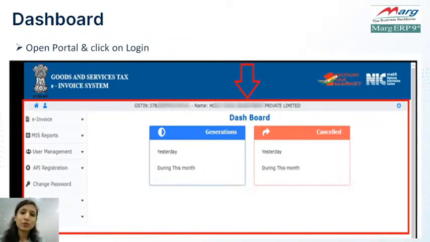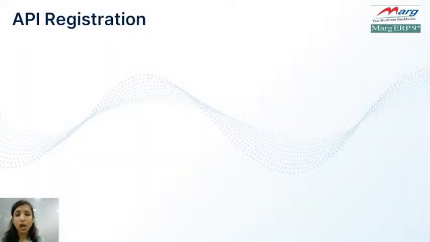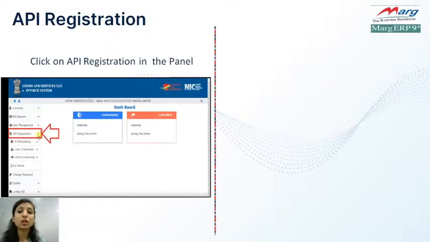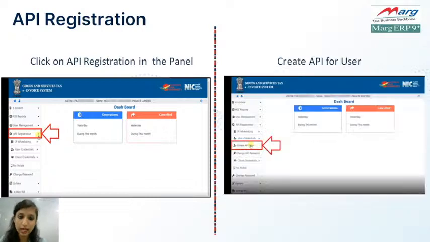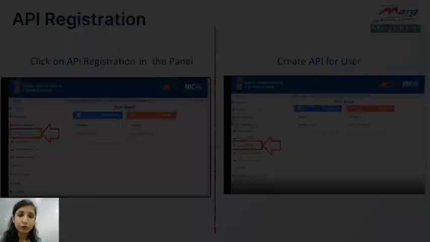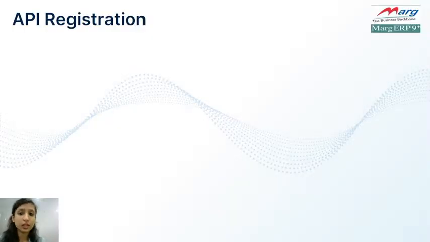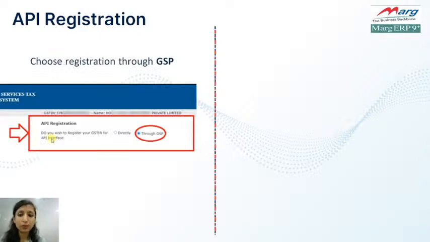So let's move on to the API integration part of the IRP portal. After login to your portal, you will get the option on the left side of the portal. You will get the option of API integration. You just simply need to click on that, and thereafter you will get the option of create API user. After choosing the option of create API user, you will get this window of API integration.